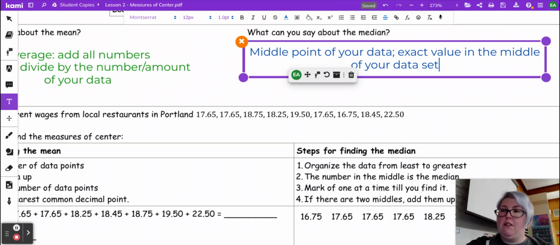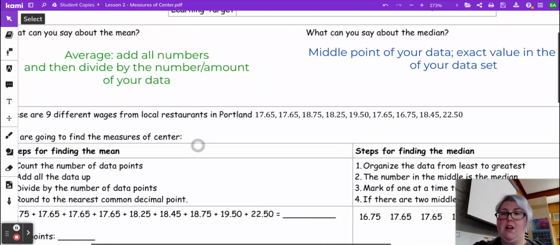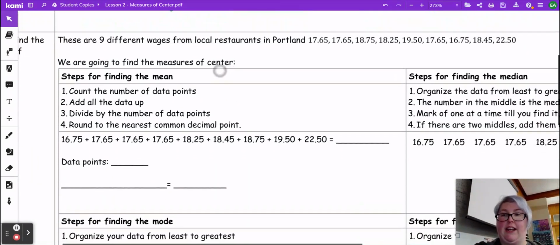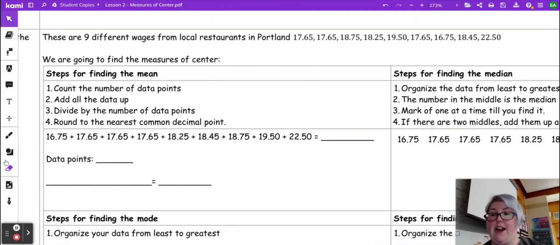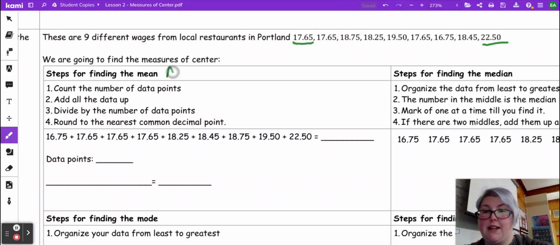This is kind of confusing, I know, so let's take a look at an example. Our data set has 9 different wages from local Portland restaurants, 9 different amounts of money ranging from $17.65 all the way up to $22.50. The first thing we're going to do is find the mean. Now remember, mean means average, so I'm going to write average right there.